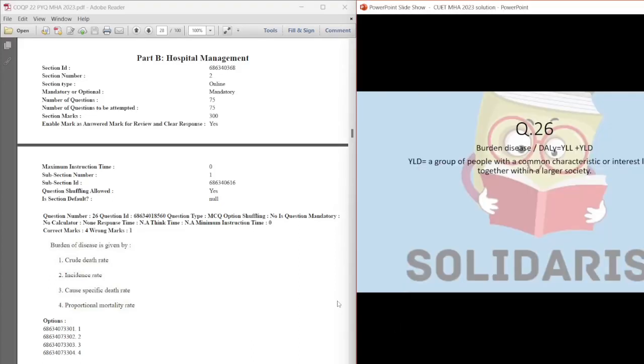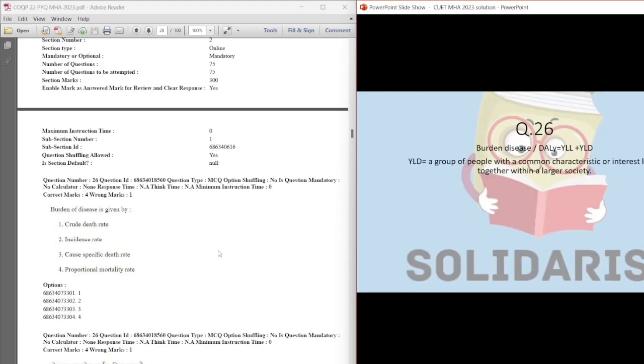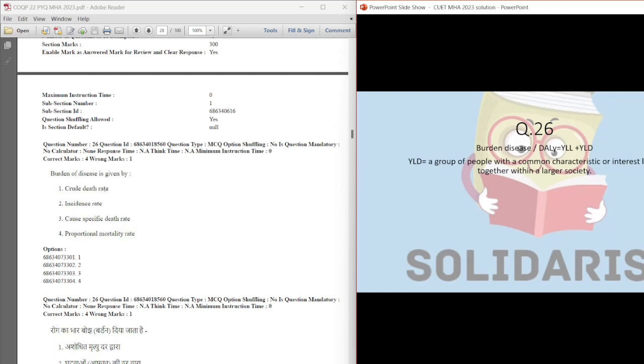Okay, we will start from question number 26. The first question is: burden of disease is given by, and there are four options: crude death rate, incidence rate, cause specific death rate, and proportional mortality rate. Normally, the burden of disease is calculated by DALY, the disability adjusted life years.